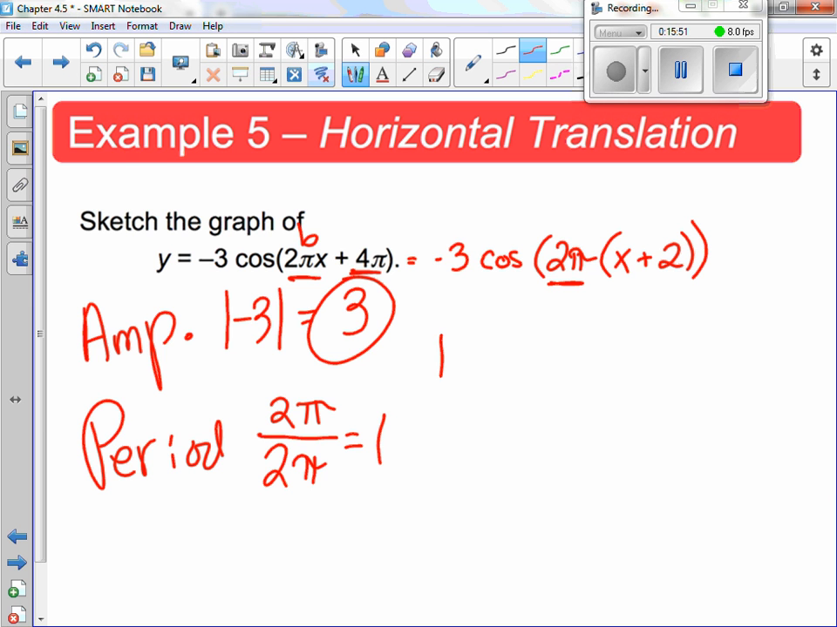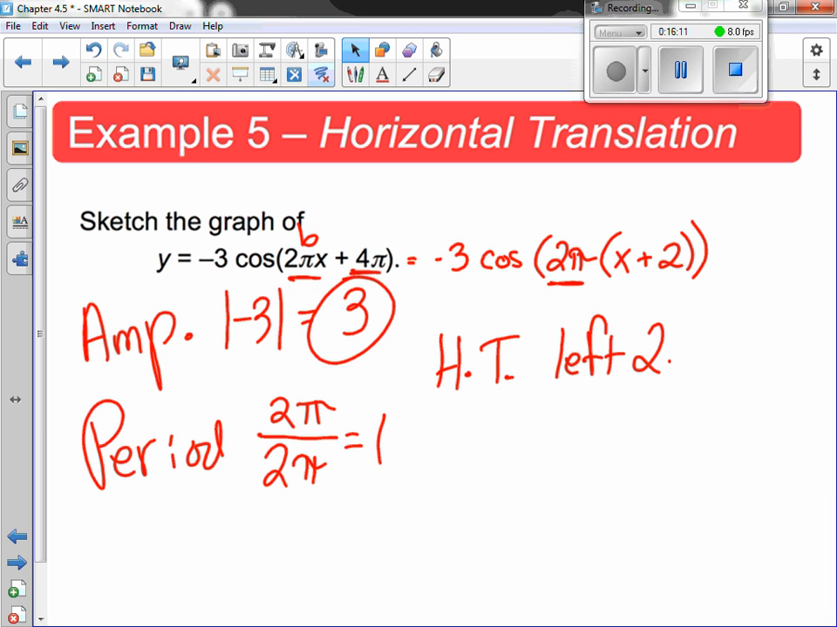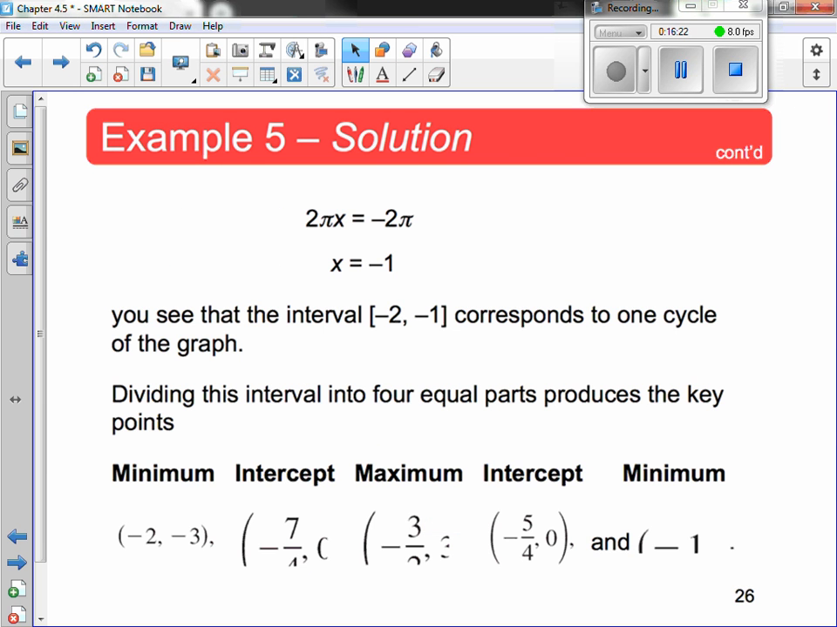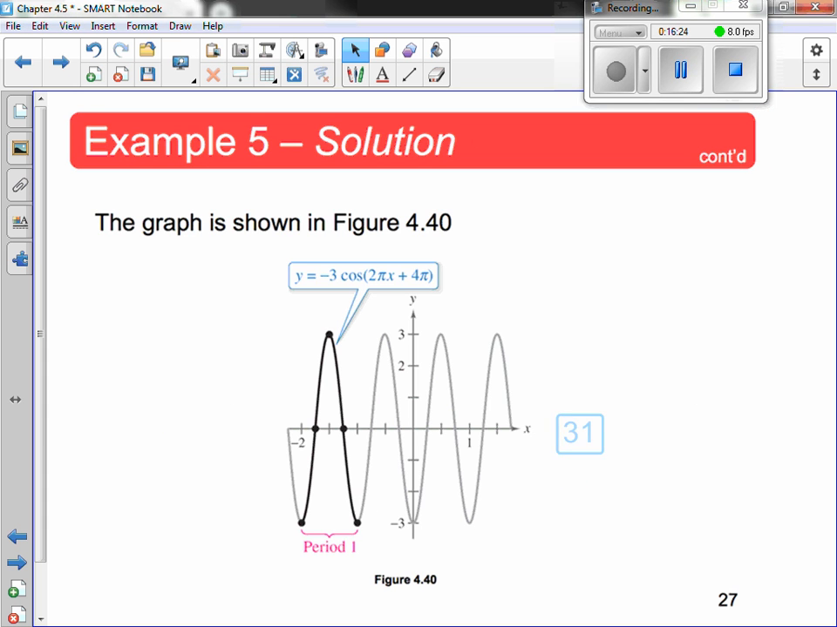Now our horizontal translation would be, because it's positive inside the parentheses, moving to the left 2. Questions on this here? So solving the equation, we could get negative 2 and negative 1 as the two endpoints. And this here would be our graph. Questions on this here?